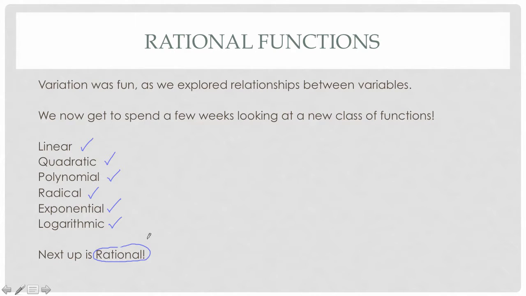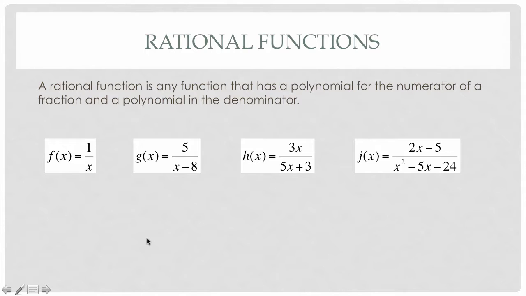What is a rational function? Well, a rational function is any function that has a polynomial for the numerator of a fraction and a polynomial in the denominator. Just in case you're not sure what that means, here's some examples. f of x equals 1 divided by x, g of x equals 5 divided by 8 minus x, 3x over 5x plus 3, 2x minus 5 over x squared minus 5x minus 24. You can see that some of them are simple and some of them are complicated. But the idea is we have a fraction with a polynomial in the numerator and in the denominator.